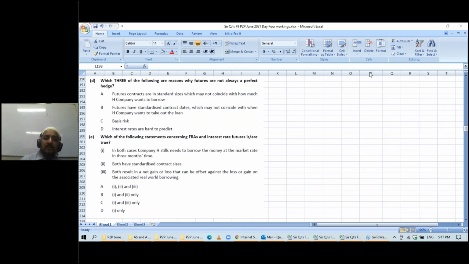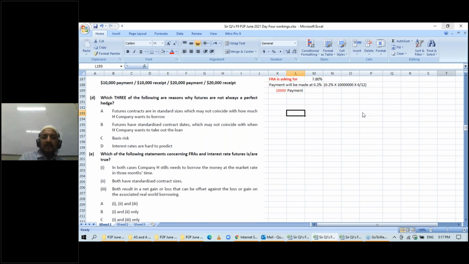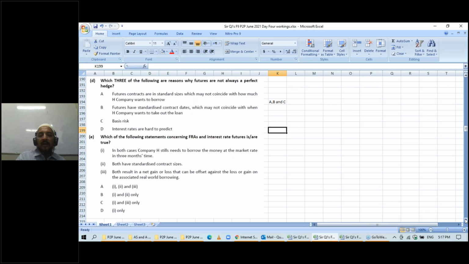And D says that interest rates are hard to predict. So it's a fact. That is not a feature connected to futures. This is a feature connected to all items and any contract that may exist. So ABC is the correct answer. The three correct answers are A, B, and C. So the first three are actually the features. Okay, then the last part.